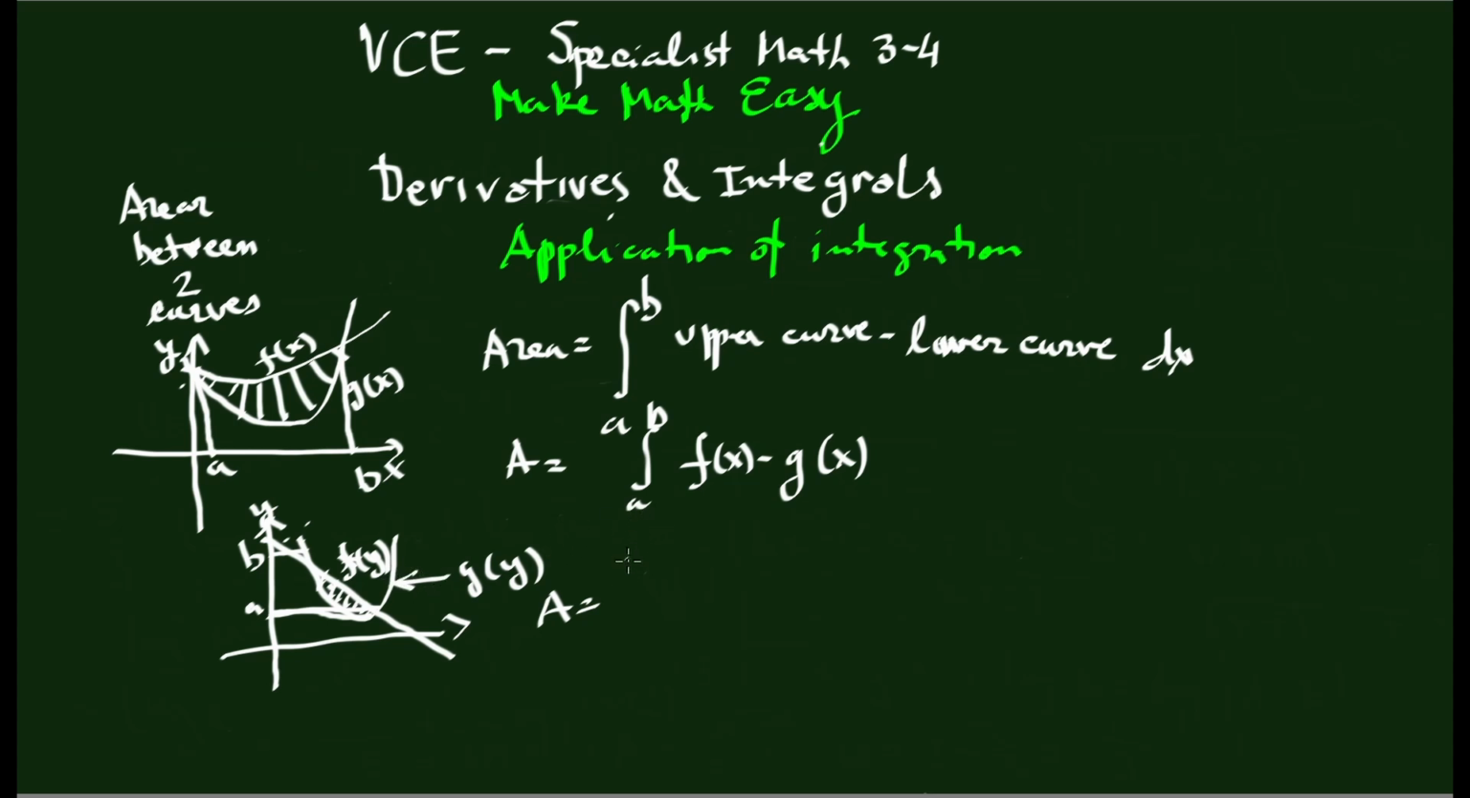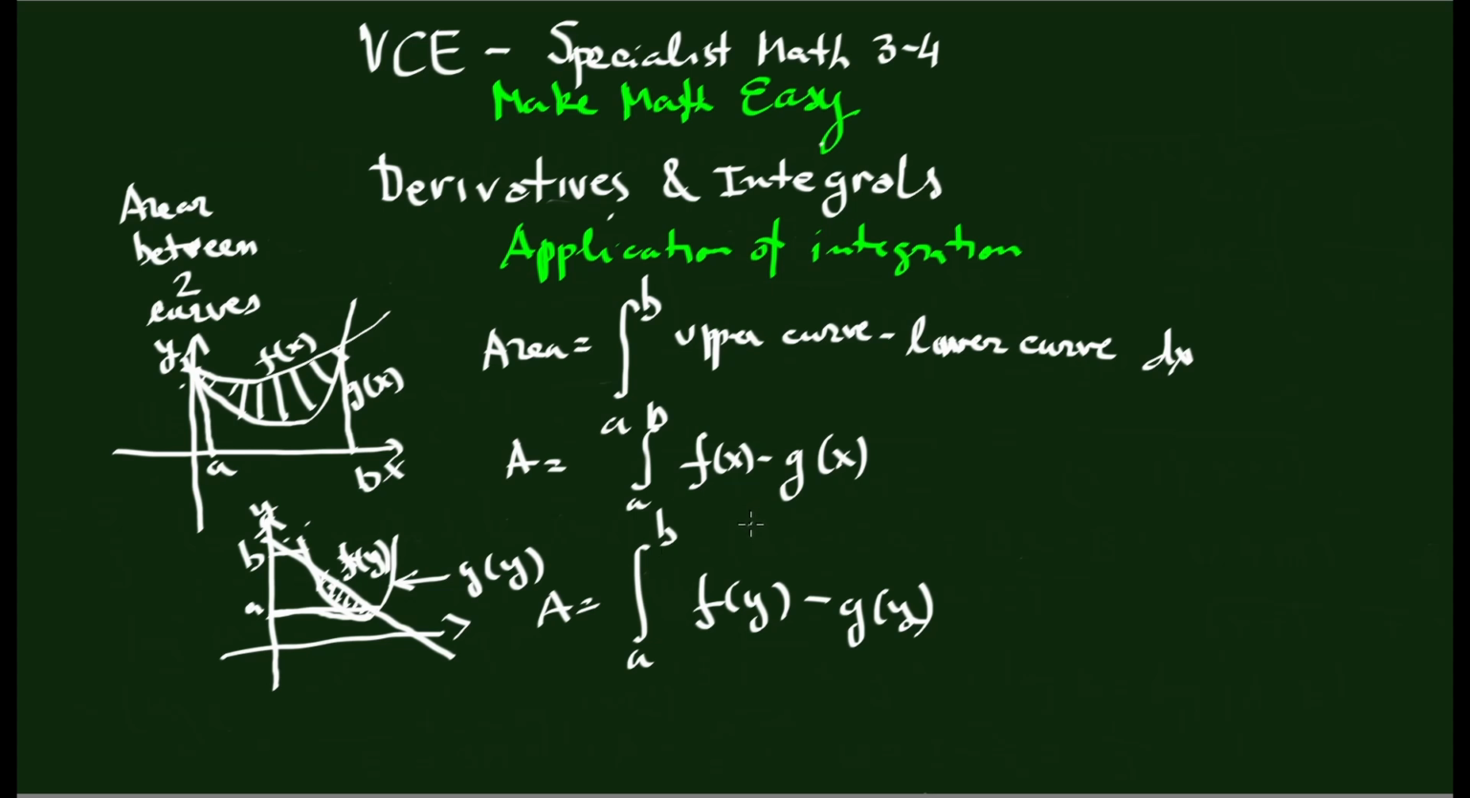So the area becomes again outer minus the lower one, which is the integral from A to B of f of y minus g of y. So obviously, if the formula is given like y equals something f of x, you need to turn it into x equals something g of y. That's that for the area.